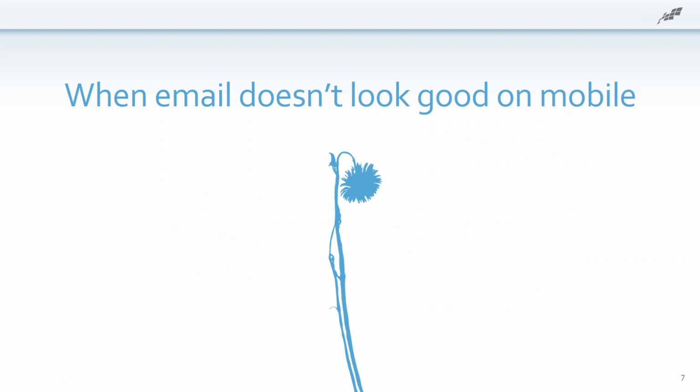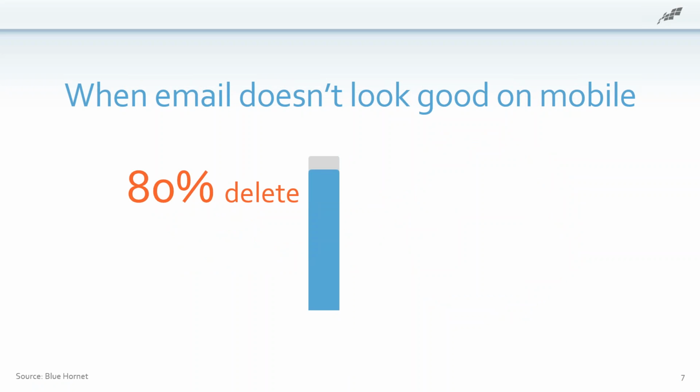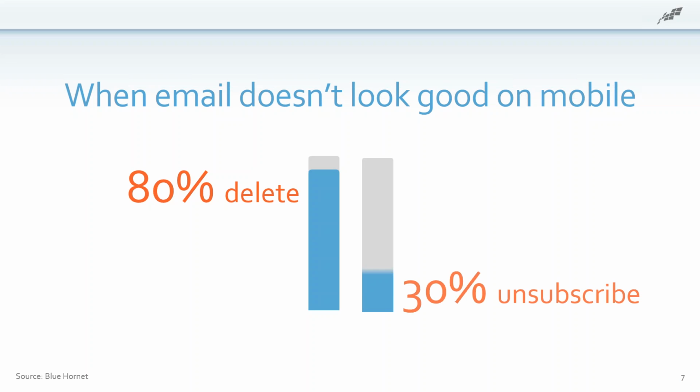When email doesn't look good on a mobile device, you have some problems. About 80% will delete it, not even open it, which means your message is lost. And probably, if anything, they have a negative impression of you, and you definitely don't want that. You want them to have a positive impression and hopefully open your email. And of course, 30% unsubscribe. They're just going to move on to your competitor that's doing these things. So you definitely want to make sure your email looks good on the cell phone. Like I said, just send it to yourself, test it, see if it works, see what you think.